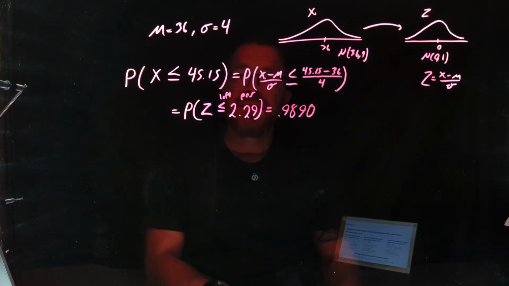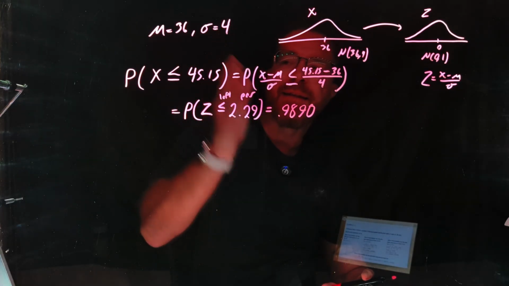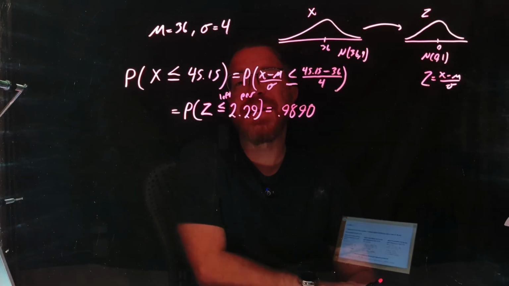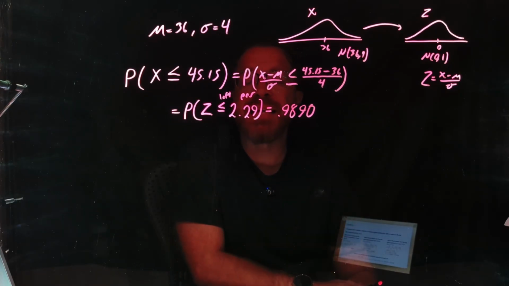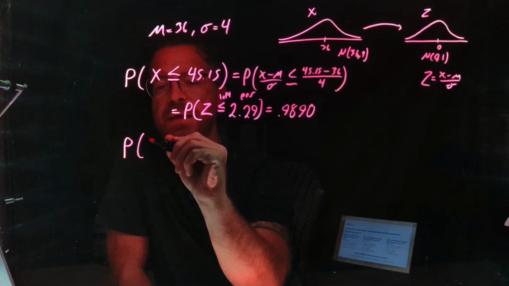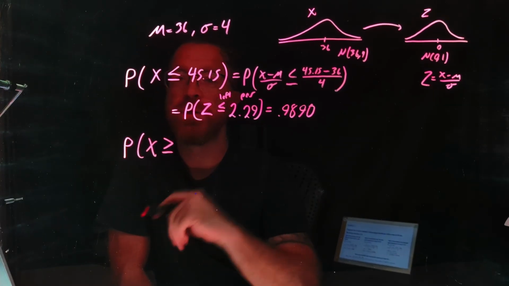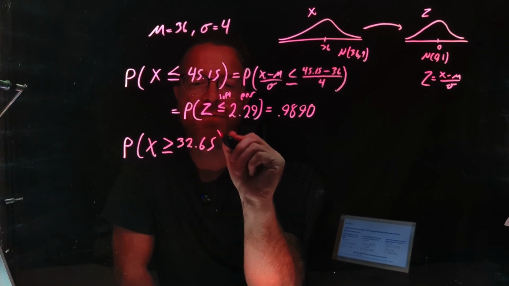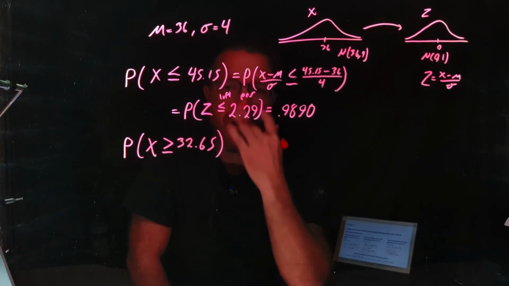So this means that if the mean is 36 and the standard deviation is 4, the probability that I would get a value that is less than or equal to 45.15 is 0.9890, or about 98.9% chance. The second problem asked, what is the probability the data point observed is at least 32.65? So we have the probability that x is at least, so greater than or equal to, 32.65. And we're going to do the same process to figure out what this probability is.